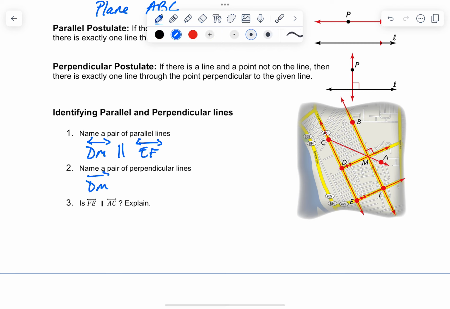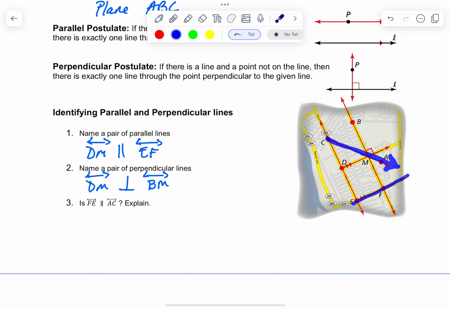So line DM, and our notation for perpendicular is the upside down T, to BM. And then number 3 is FE. So let me see, where's FE? FE is here, parallel to AC.